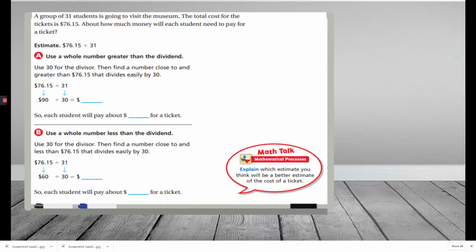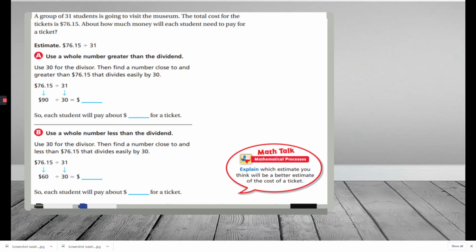Okay, we're going to do another example. A group of 31 students is going to visit the museum. The total cost for the ticket is $76.15. About how much money will each student need to pay for a ticket? So we're going to estimate $76.15 divided by 31.